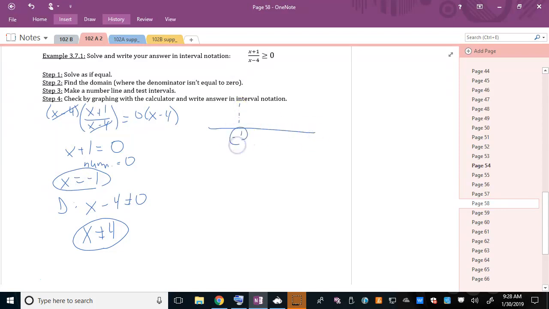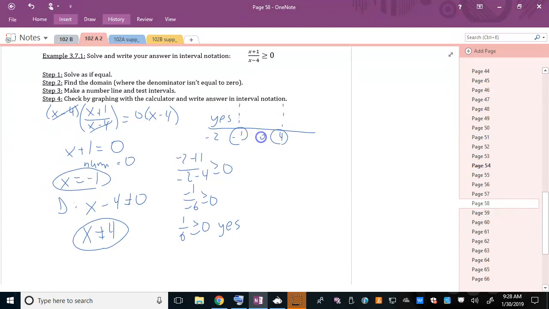There's the -1, there's the 4, and let's check intervals. So again, I pick any number less than -1. I'm going to pick -2 just for simplicity's sake. And if we plug that into our inequality, let's see what we get. I get -1 over -6, which is +1/2. Is that greater than or equal to 0? Yes. So let's put a yes there.